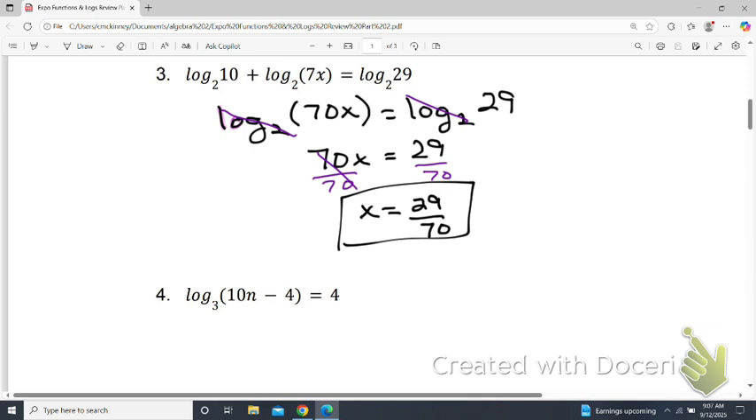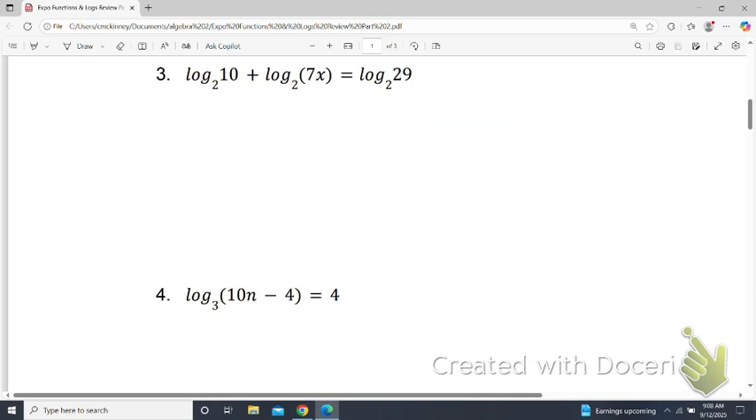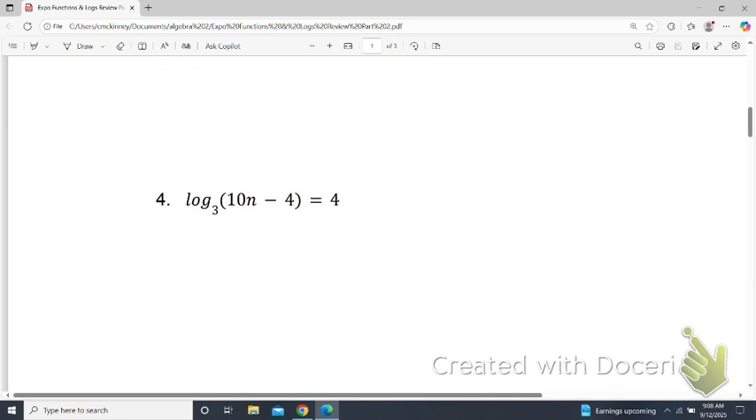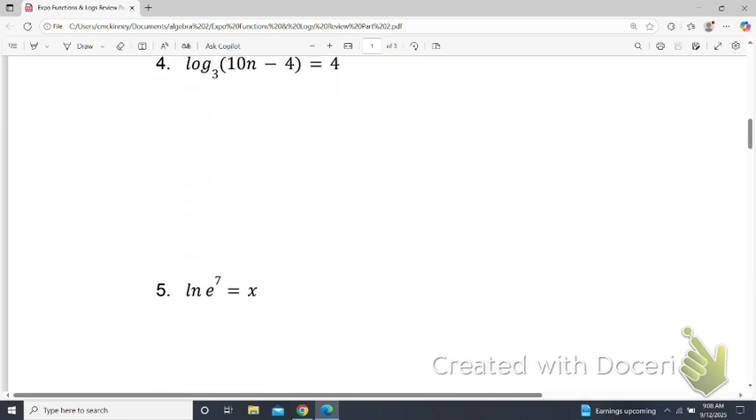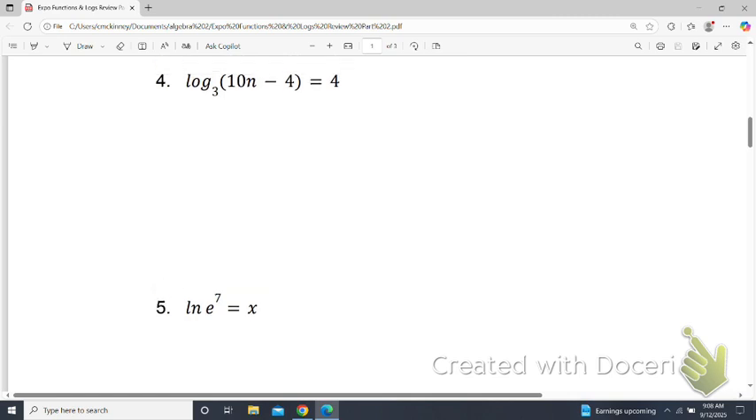So things change on number 4. And they change because now I only see a log on one side. And if we only have a log on one side, we are not allowed to drop the logs. Instead, we need to change the log to exponential form. So we're going to change this to exponential form.